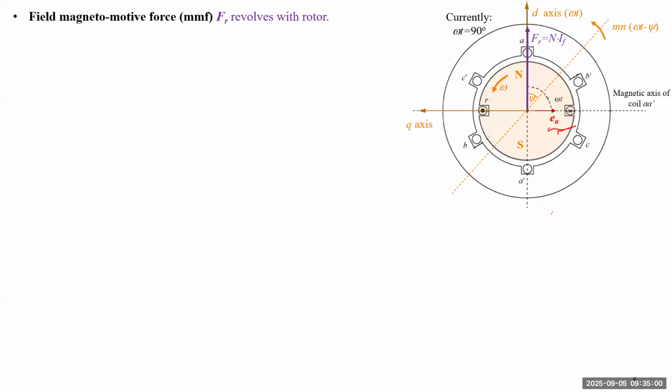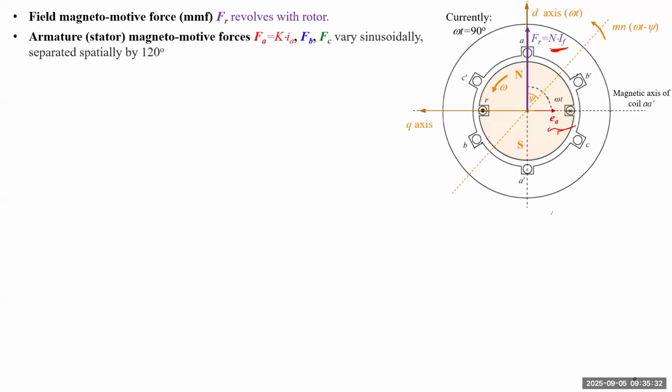For rotor winding, that's very simple because this field winding magnetomotive force, we call it IFR, will just revolve together with the rotor. It is simply equal to the number of turns of the winding multiplied by the field current. So if field current is constant and you know how many turns of winding you have, this is just IFR. So it will always be in the direction of the axis.